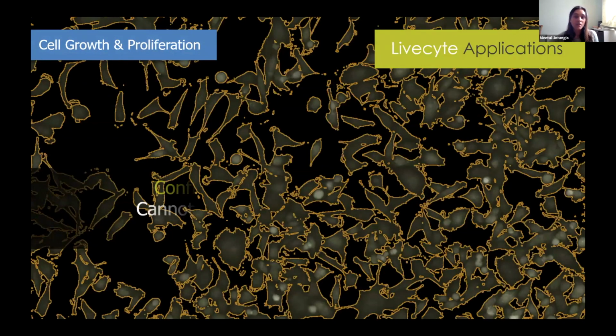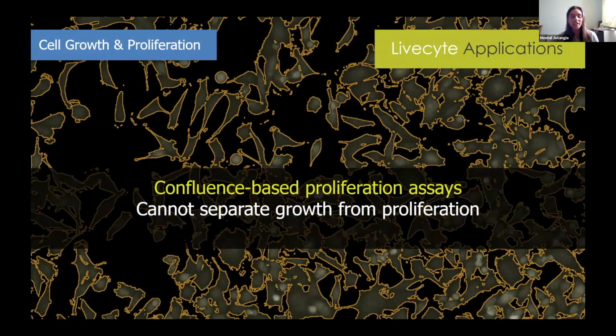And although confluence assays are really quick and easy to do, they do have some drawbacks. So one of those is that it can't separate growth from proliferation. It also can't look for any sort of differences in cell size or morphology that your treatments might be impacting cells.